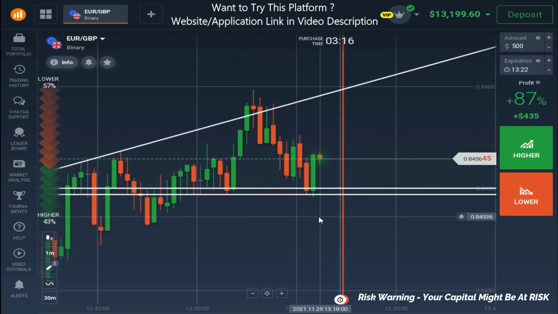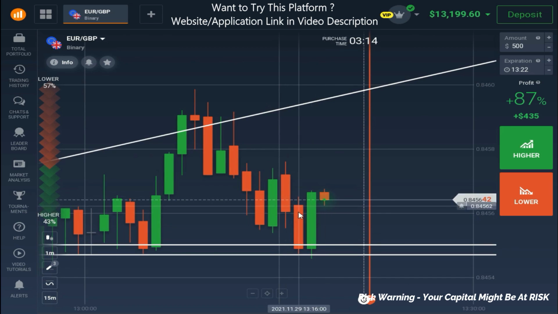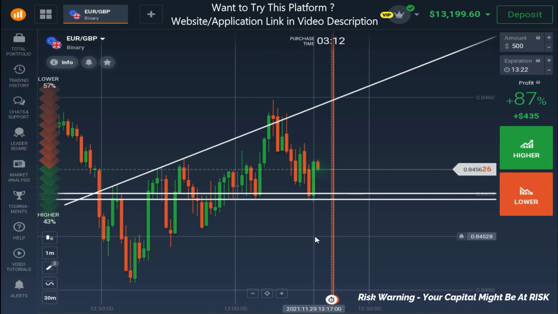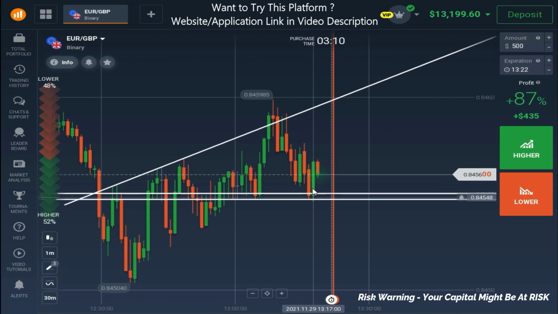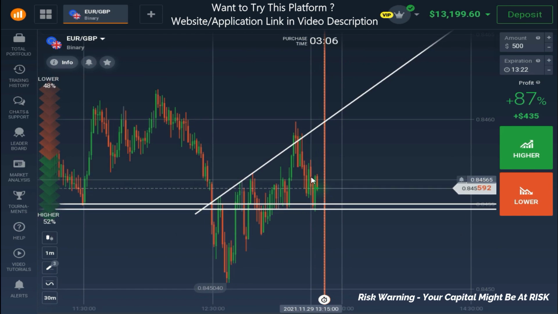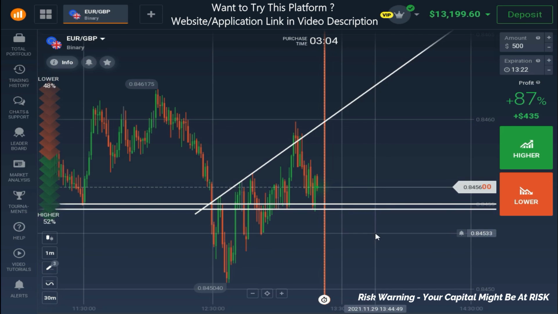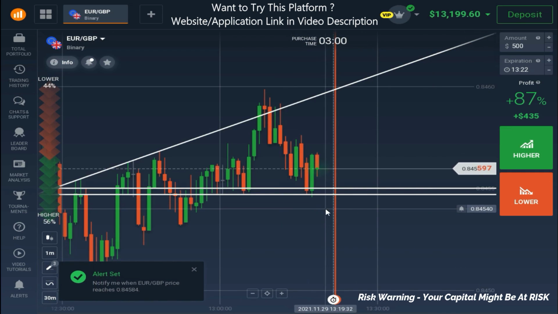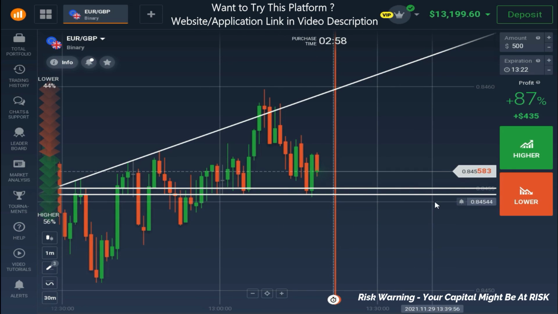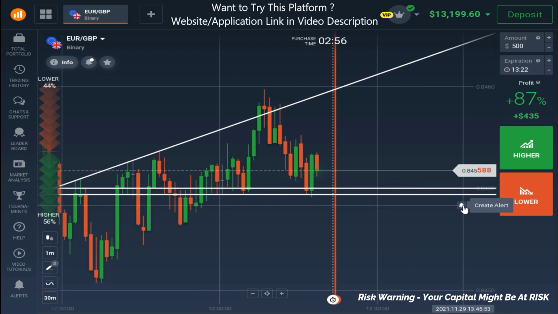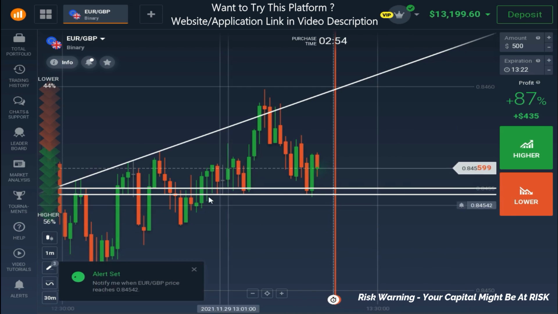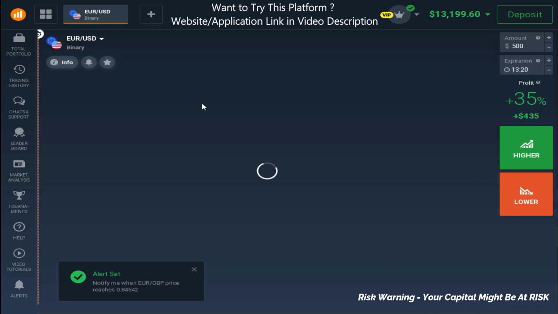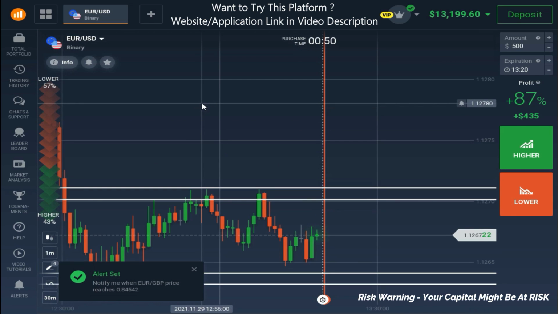Market formed a strong bullish candlestick pattern here, and it might be the case that market can reverse and will make one more price action here. So we will again try to create an alert here actually. So this is the alert, and we will go back to Euro US dollars.